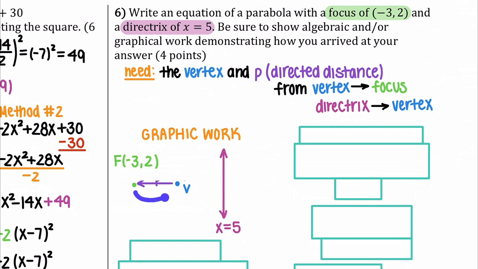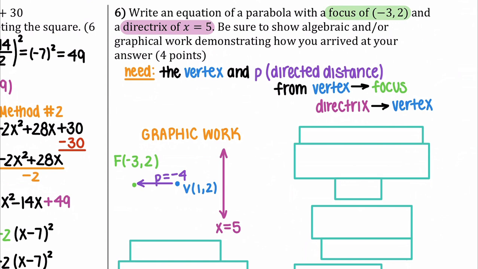Okay, so the vertex is midway between the focus and the directrix. And so from here we can see that overall what's changing is the x values. From negative 3 to positive 5, there's a change of 8. If the vertex is halfway, then it's going to be 4 units from the focus to the vertex and 4 units from the vertex to the directrix. Doing that arithmetic gives us our value of p, which is -4, because we're going in a negative direction. And that gives us our vertex, which is (1, 2).